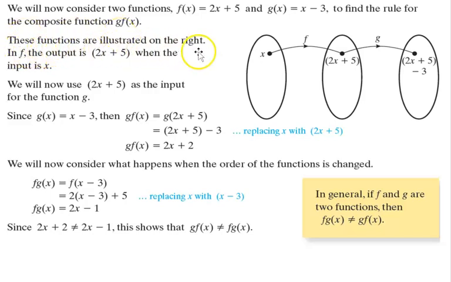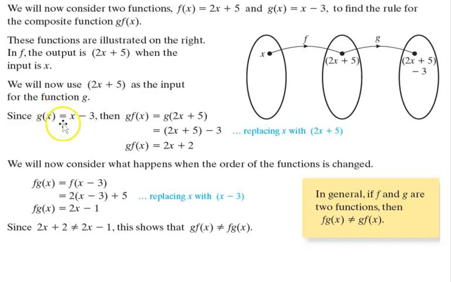These functions are illustrated on the right. In function f, the output is 2x plus 5 when the input is x. So we start off with x for our input. We apply the function f and our output is 2x plus 5. We will now use 2x plus 5 as the input for the function g. So now what was f's output becomes g's input.